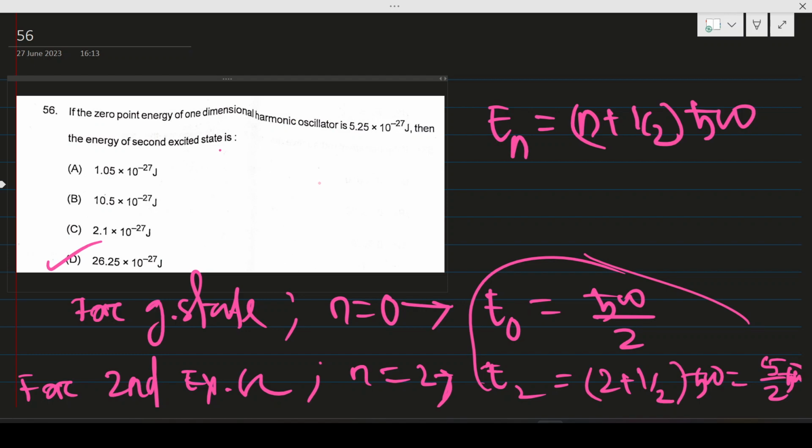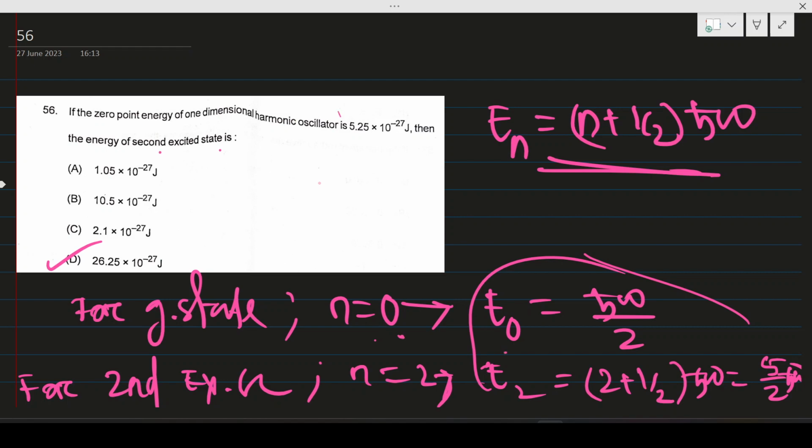If the zero point energy of a one-dimensional harmonic oscillator is this, then the energy of the second excited state is. So basically the zero point energy is nothing but the ground state energy. Now for a one-dimensional oscillator in the nth excited state, the energy formula is En equal to (n plus half) into h cut omega. Now for the ground state, n equal to 0, which is called the zero point energy, so E0 equal to h cut omega by 2.